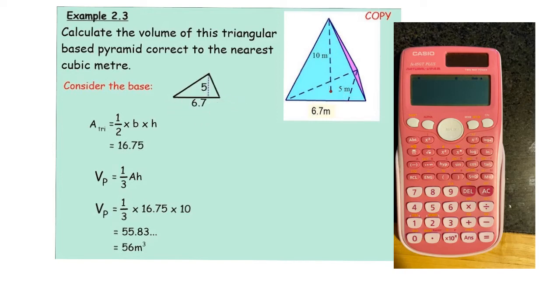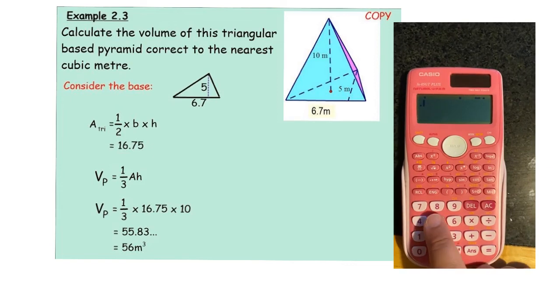So the base is 6.7, the height is 5. The formula for the area of a triangle you do need to know off by heart is half times the base times the height. So I've worked out half times 6.7 times 5 and got 16.75. Now that I know the area of the bottom, I can use my pyramid formula. So the volume of the pyramid is a third times 16.75 times the height of the pyramid, which we were told on the diagram is 10. And then I worked that out is 55.83.